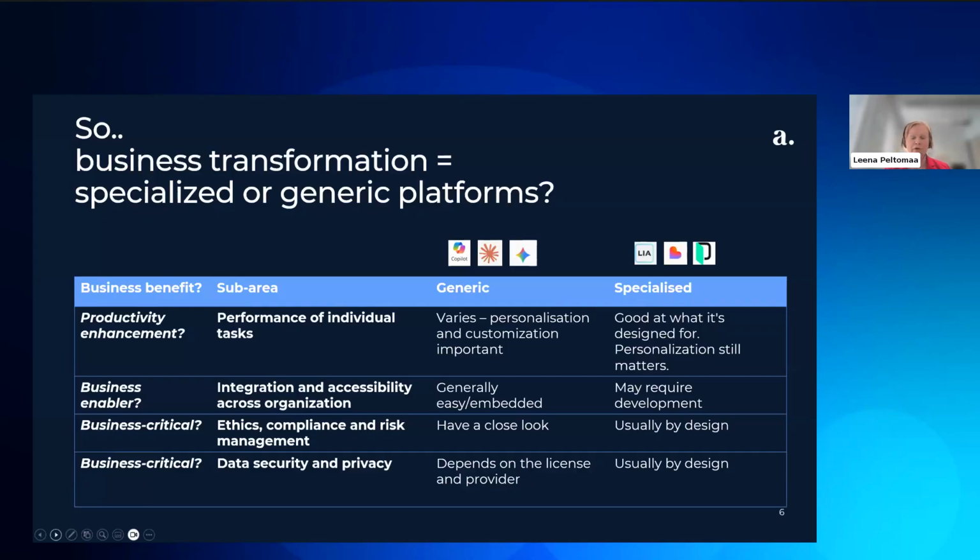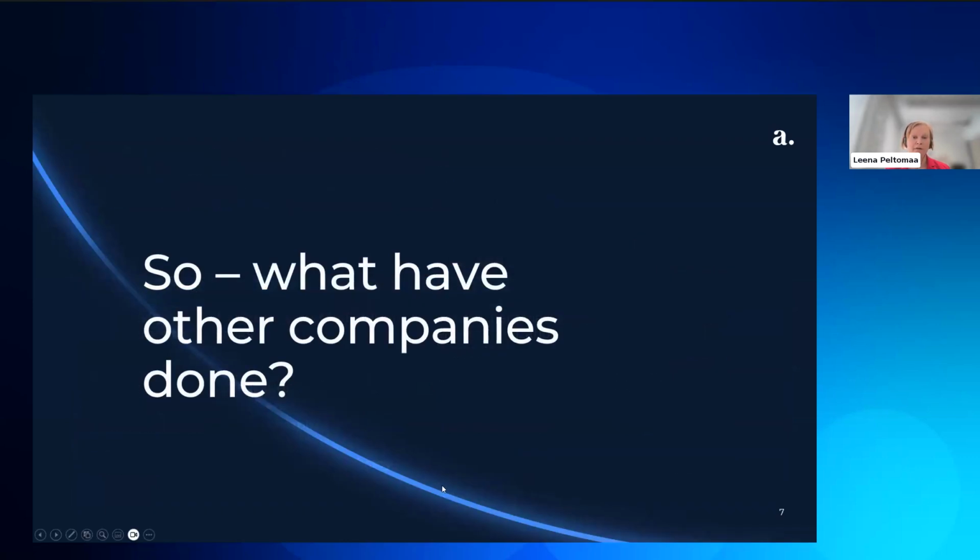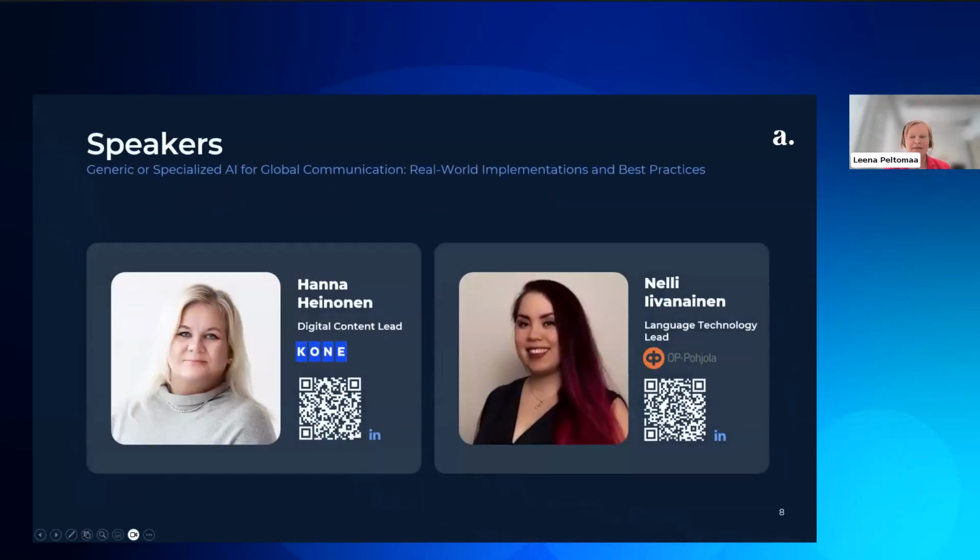With these thoughts around how AI should be adapted to global communication and other business critical tasks, we will now dive into real-world examples and knowledge and experience with our great panelists, Nelly and Hanna. Hanna works as digital content lead at Kone and is especially knowledgeable about multilingual documentation and information management, whereas Nelly is from OP Pohjola, working there as language technology lead, and her experience is related to OP's translation and multilingual communication needs. Welcome both.